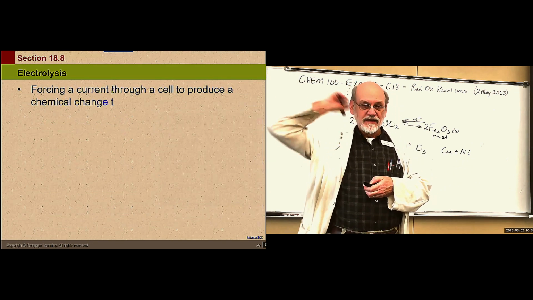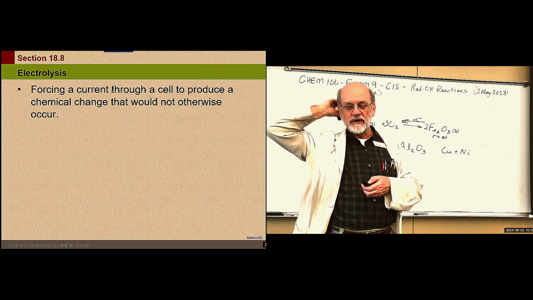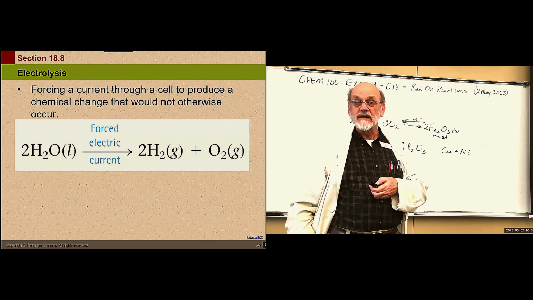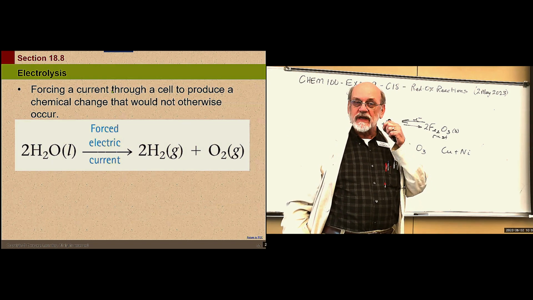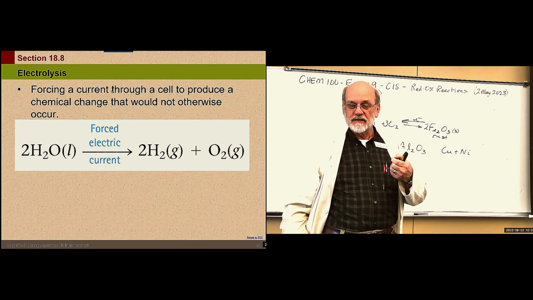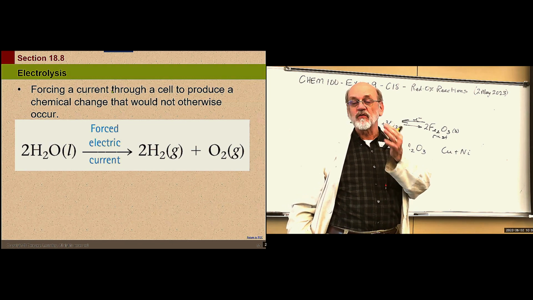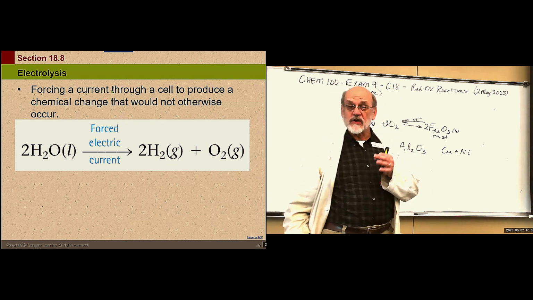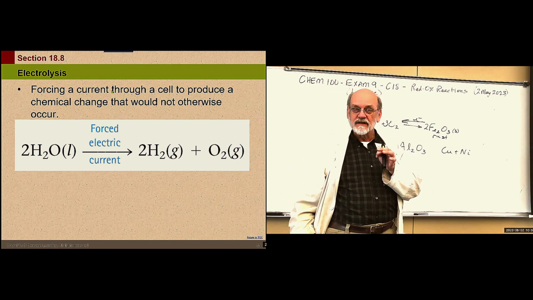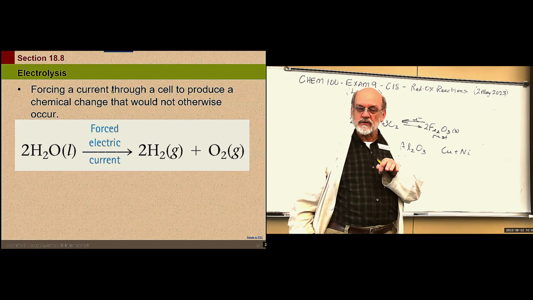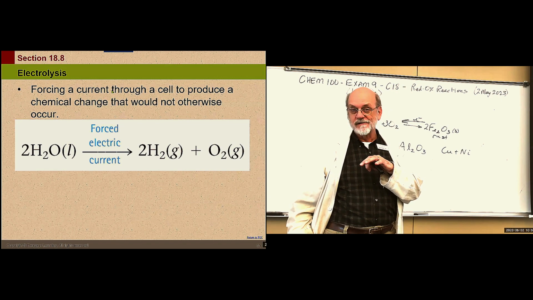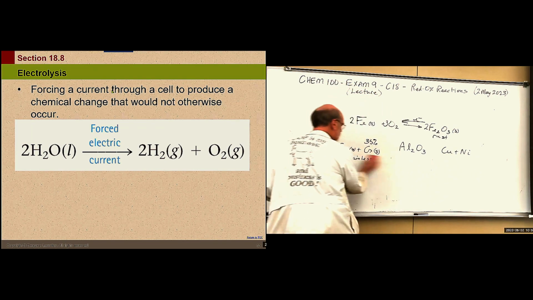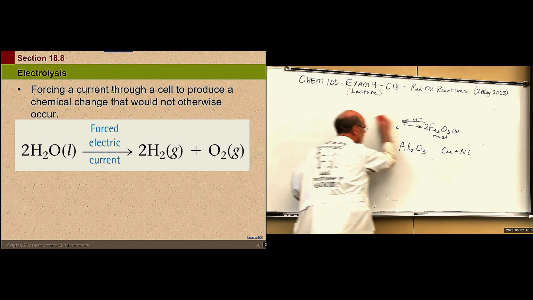All right. So back to electrolysis. When we force a current through a cell to drive the reaction in reverse, right, we are going in the non-spontaneous direction. And our example here is the electrolysis of water. If you drive a direct current through water, then you can split the water molecule into hydrogen gas and oxygen gas. Okay? So which one is being reduced and which one is being oxidized?